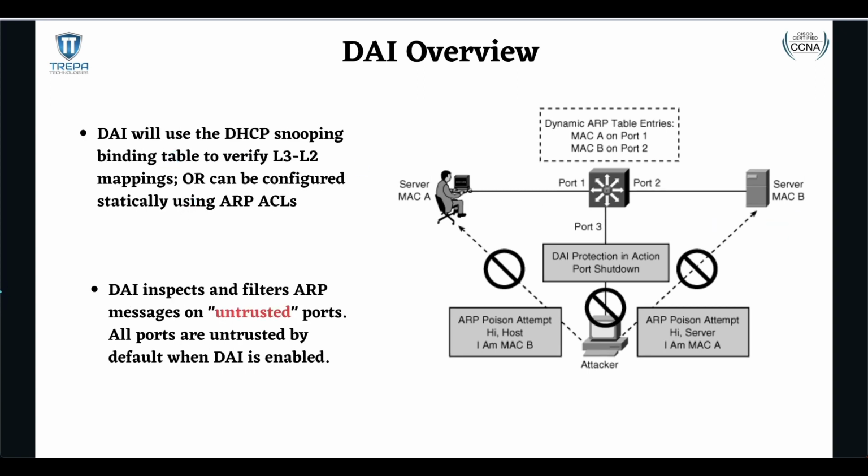So how it works is DAI, or dynamic ARP inspection, will use the DHCP snooping binding table to verify the layer 3 to layer 2 mappings. Again, if you're watching these videos in order, you should have already watched the DHCP snooping video, where we showed you that when enabled, it creates a binding table that says, hey, this IP address belongs to this source MAC address, okay? So that binding table with that information sounds a lot like ARP, right? So by default, dynamic ARP inspection will use that binding table to verify layer 3 to layer 2 mappings to help prevent those ARP poisonings.